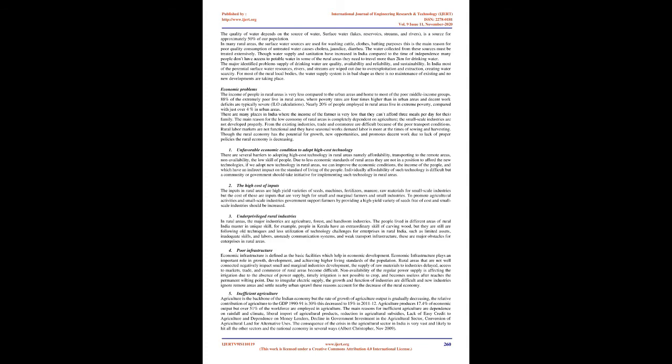Three, the rural water supply system. In most of the rural areas, the main sources of drinking water are boring wells, springs, lakes, reservoirs, streams, and rivers. The water which is available for rural communities is not treated and is hazardous to the health of humans, animals, and vegetation. The quality of water depends on the source of water. Surface water, such as lakes, reservoirs, streams, and rivers, is a source for approximately 50% of our population. In many rural areas, the surface water sources are used for washing cattle, clothes, and bathing purposes. This is the main reason for poor quality, and consumption of untreated water causes cholera, jaundice, and diarrhea. The water collected from these sources must be treated extensively.